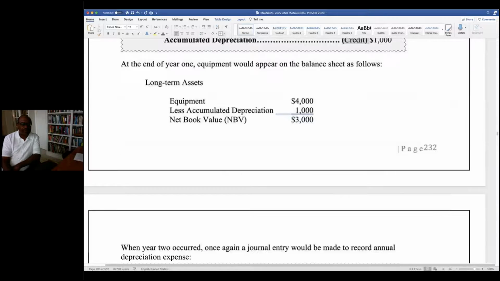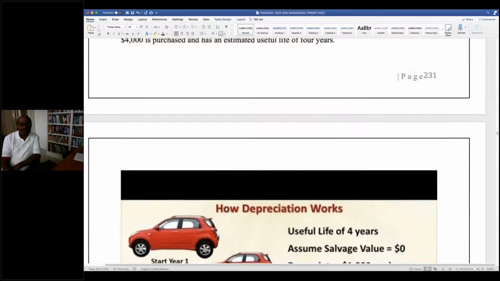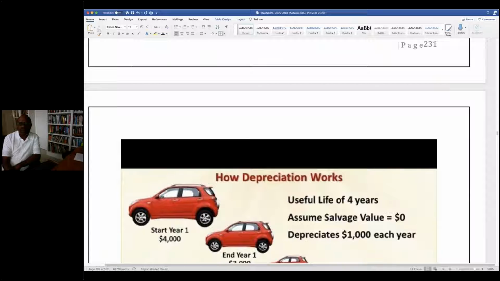Okay. So we're steadily moving down the balance sheet. How does this thing stay in there?